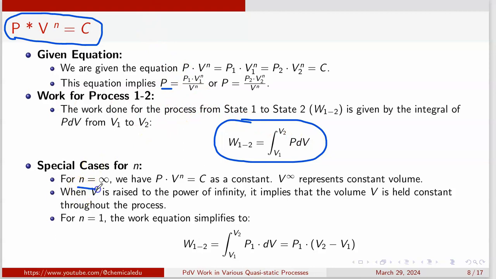Now if n is equal to infinity, V is raised to the power of infinity, which implies that volume is held constant. If volume is constant, the work done is 0. If n is equal to 1, then PV equals nRT, and we get P1V1 ln V2 by V1.